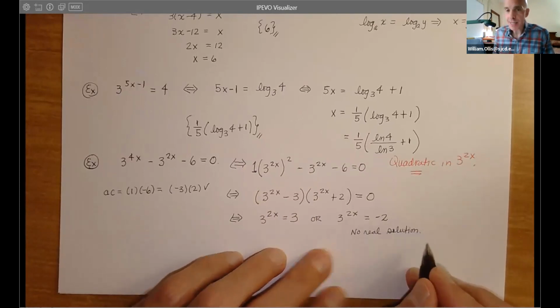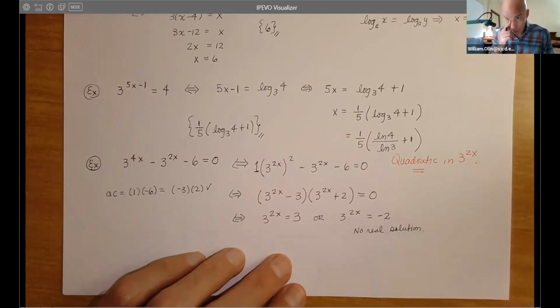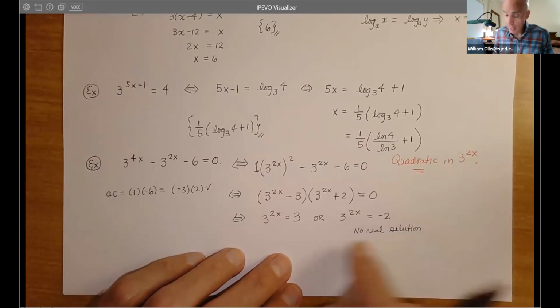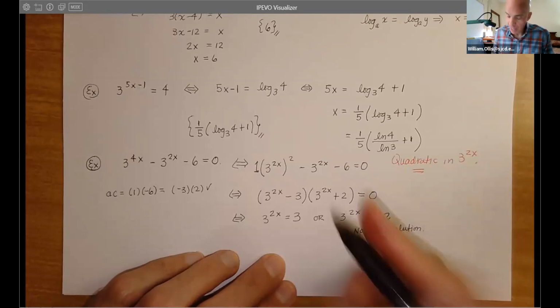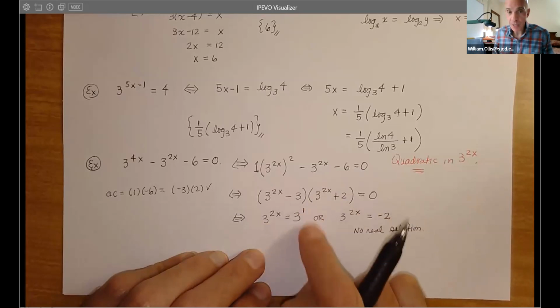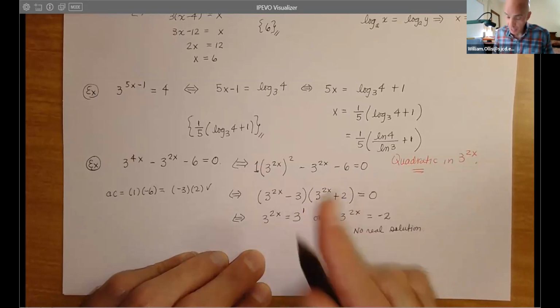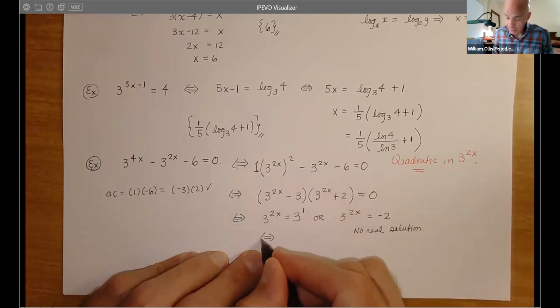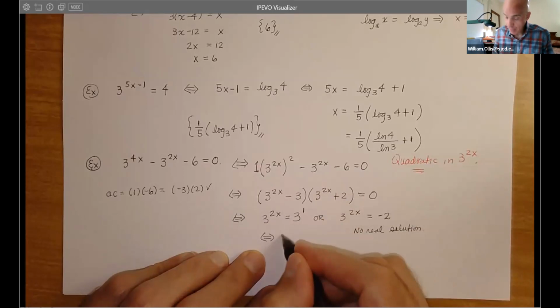So that's always a sigh of relief. It's not that we don't want there to be a solution, but that's not going to give us any real solution. And then, of course, here we're thinking, well, how simple is this? We just have 3 to the 2x equal 3 to the 1. So the bases are the same. So this would just be equivalent to 2x equals 1. And so x is 1/2.